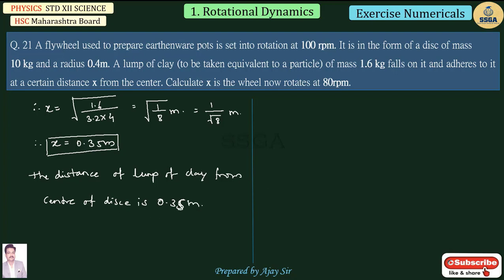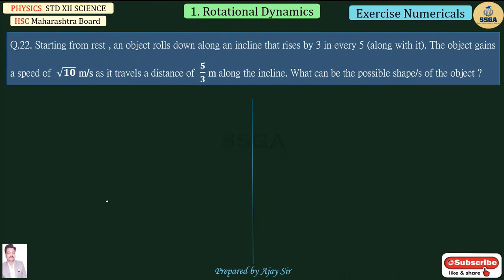This is the answer. Now let us start the last numerical, question number 22. Starting from rest, an object rolls down along an incline that rises by 3 in every 5 along with it. The object gains a speed of under root of 10 meter per second as it travels a distance of 5 by 3 meter along the incline. What can be the possible shapes of the object? So this you have to find.